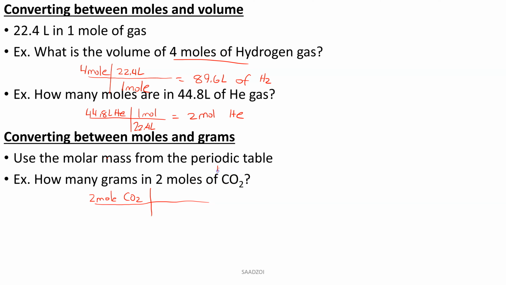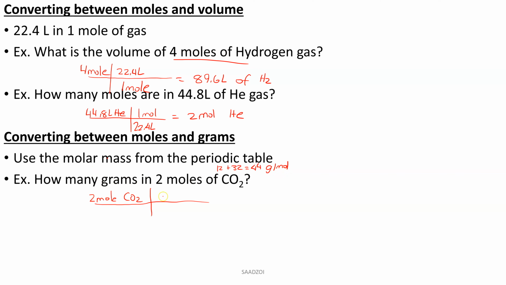So we know 1 carbon weighs 12 grams. We know oxygen weighs 16 from the periodic table. There's 2 of them, so that's 32. So the total molar mass is 44 grams per mole. That's the units for molar mass, grams per mole.